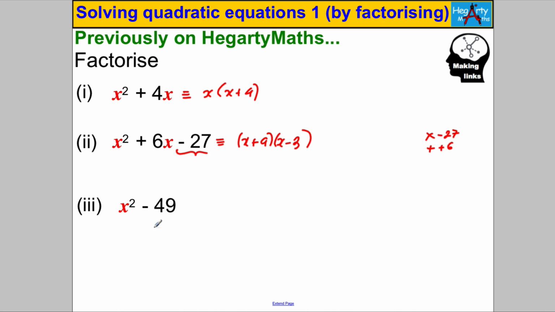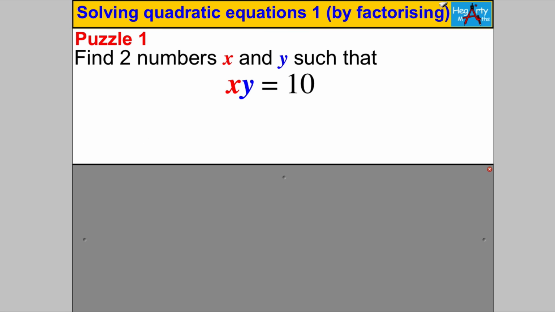And this last one you should spot. It's a difference of 2 squares. It's in fact x squared subtract 7 squared. So that factorises by difference of 2 squares as x subtract 7, x add 7. So I need you to be able to spot these and as quick as a flash factorise them for this particular video. Now there's one last idea I need you to think about before we start doing these questions.